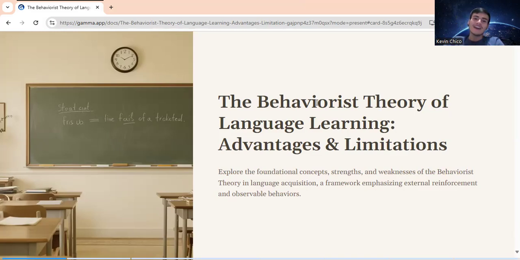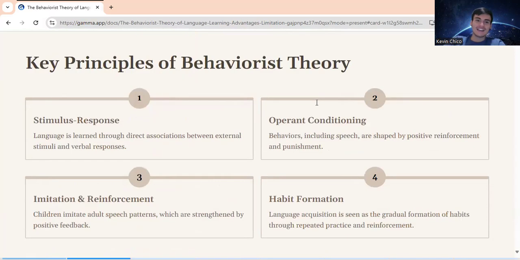Now, explore the foundational concepts, the strengths, and the weaknesses of the behavioral theory in language acquisition, the framework emphasizing external reinforcement and observable behavior. Secondly, the key principles of behavioral theory are stimulus response, operant conditioning, imitation and reinforcement, and habit formation.